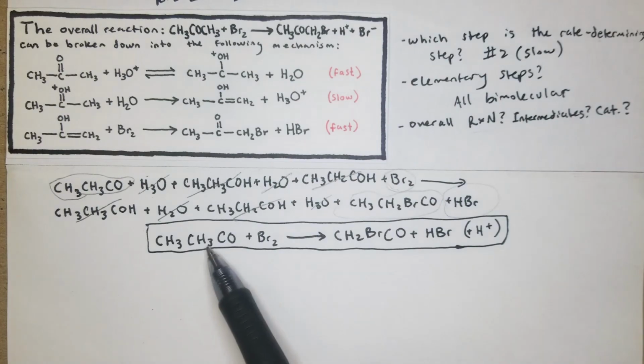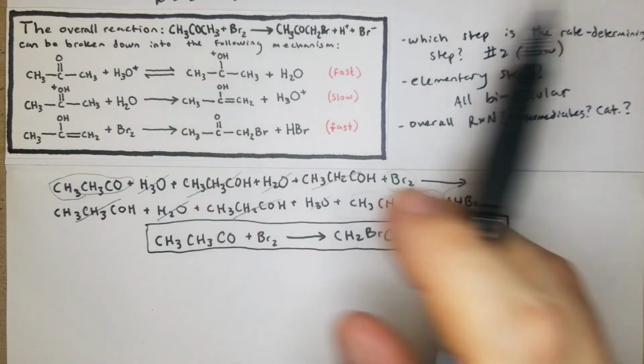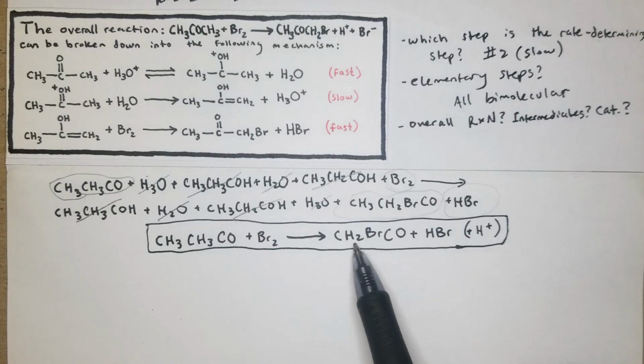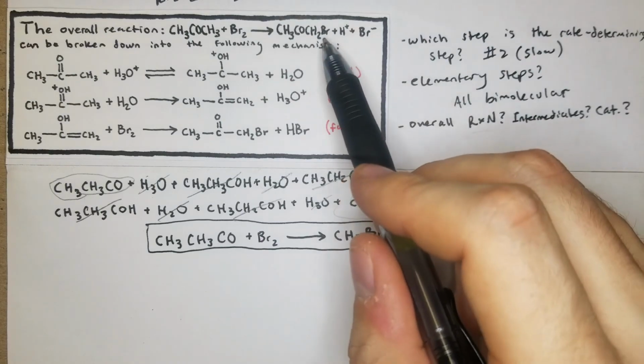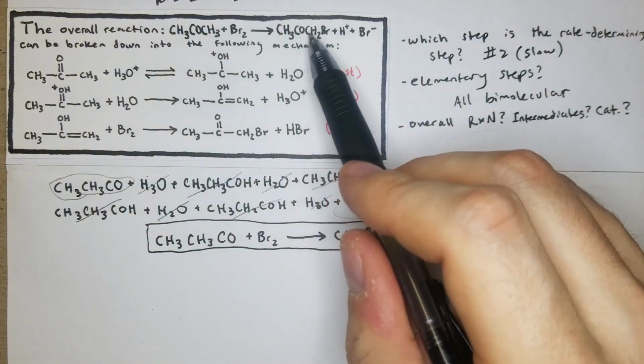And let's see. We have the CH3CO, the Br2, we have CH2BrCO, CH3COCH.